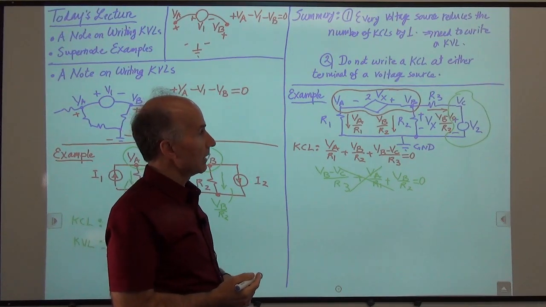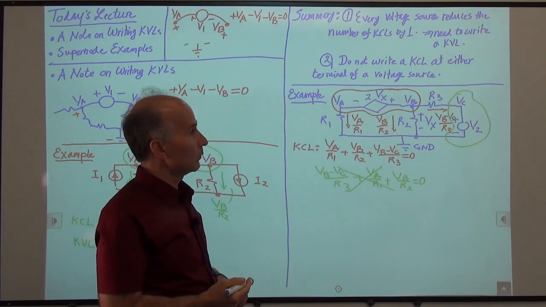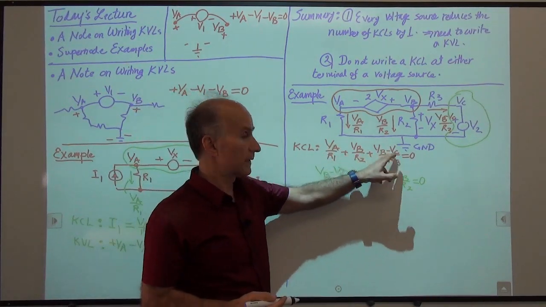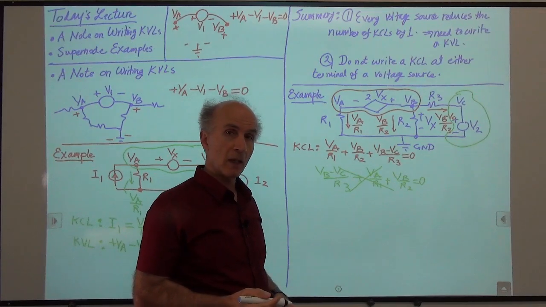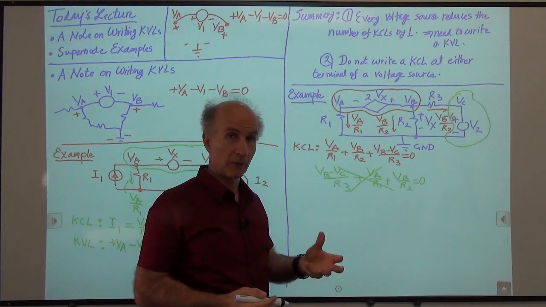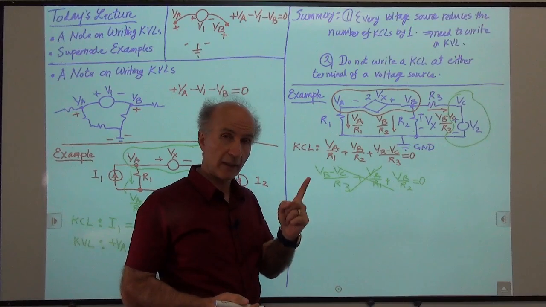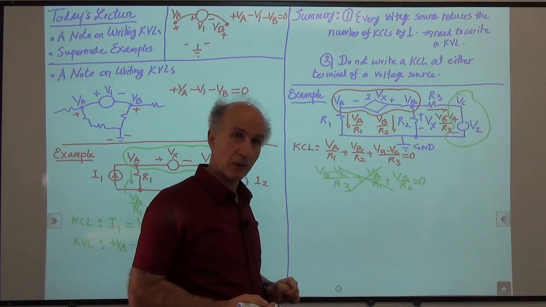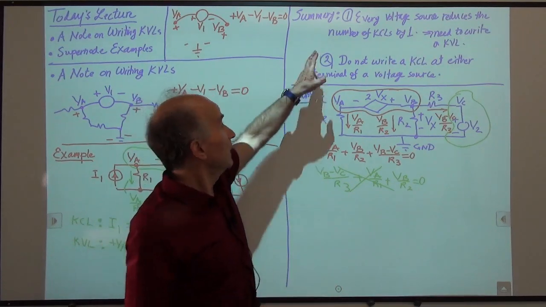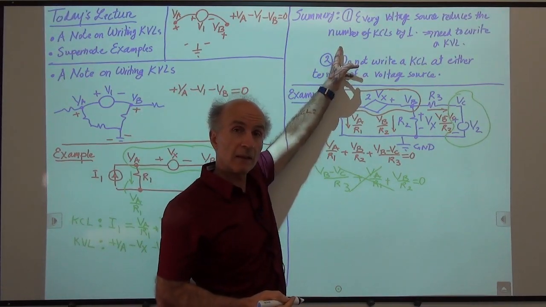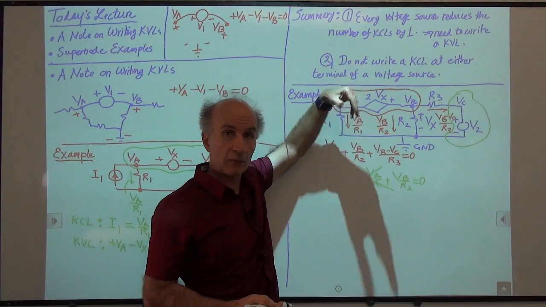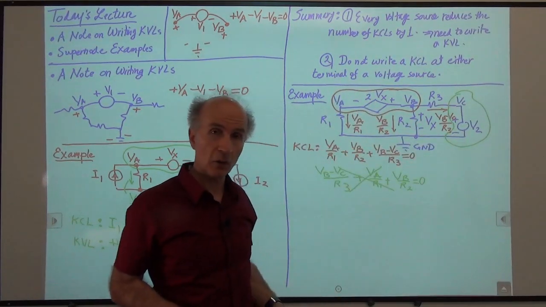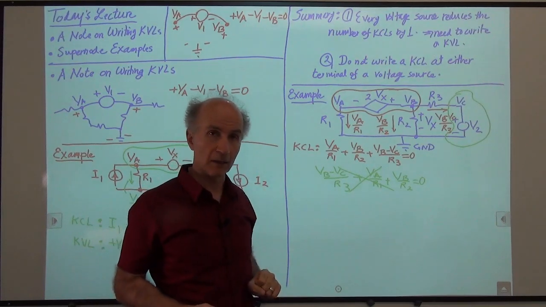All right, so then let's go ahead and see what we need to do. We have three unknowns, VA, VB, VC. So we need three equations for VA, VB, VC. We found one KCL, so we should be looking for two KVLs. And that makes sense, right? Because we said that for every voltage source, we lose a KCL, so we have to write a KVL for every voltage source. We have two voltage sources, and these two voltage sources call for two KVLs.